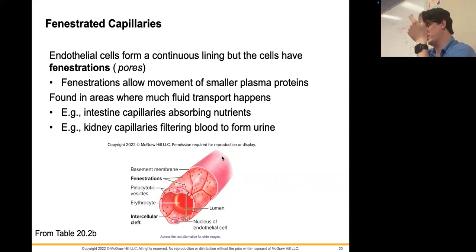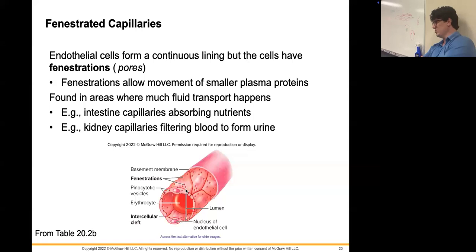Now, our next option is, instead of something that's almost entirely closed, to open them up a little bit. And the way we're going to do this is we're essentially just going to run little channels through the cells themselves. We're going to call these channels fenestrations or pores, okay? So by having little pores, we can allow stuff to pass through the capillaries. The larger the pore, the bigger the thing that we can fit through the capillary, right? This is what we're going to find whenever we need to be doing a bunch of transport, okay? Or acting as a filter.